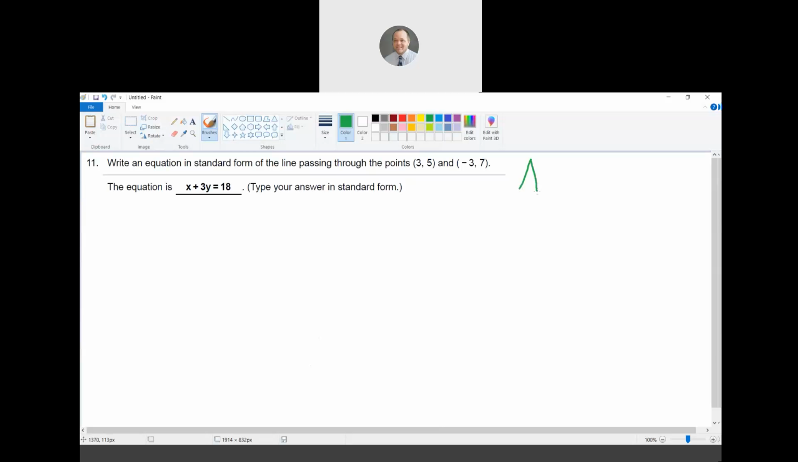Standard form just means x and y are on the same side, equal to some constant c. And another stipulation, and I apologize I didn't mention this in class, is that your a, or the number in front of your x, must be positive. Well, the only thing we can find with this limited information is the slope.